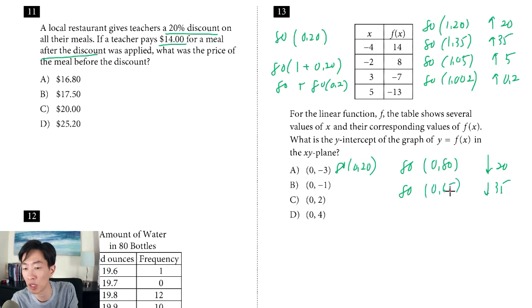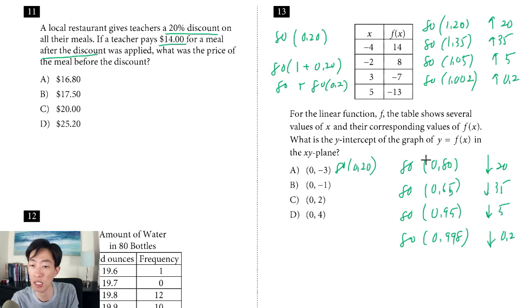65%. So we multiply by 0.65. Let's say we decreased by 5%. We're going to do 80 times 0.95 because we're left with 95%. Let's say we decrease by 0.2%. What are we left with? This one's a little bit tricky. We're going to be left with 99.8%. So we're going to multiply by 0.998.